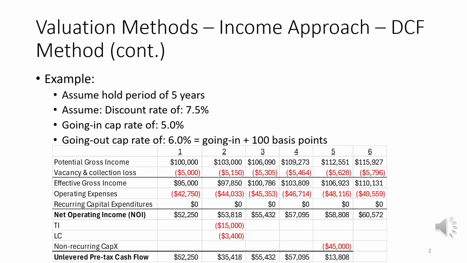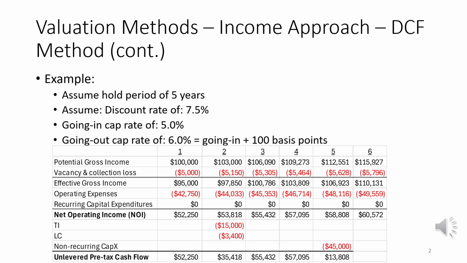So our next step is basically to pro forma the unlevered pre-tax cash flows and NOI. So we can see we start with PGI, we subtract out vacancy and collection loss, and that gets us our EGI. From that we subtract out op expense and any recurring capital expenditures. In this example here, we don't have any, but if you did, this is where you'd put them. And when you take the sum of all that, you get your NOI.